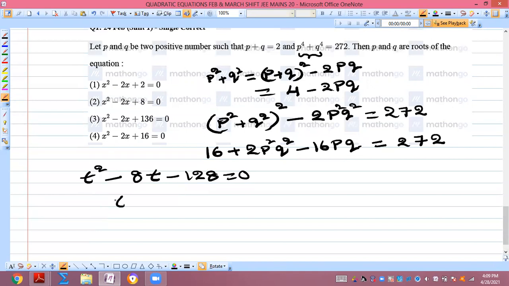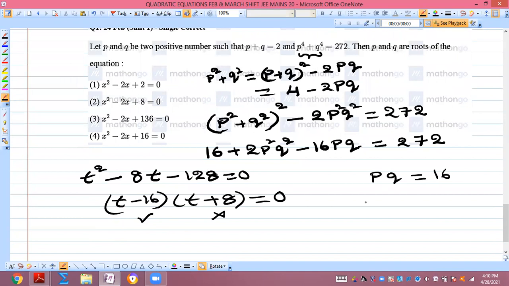So we can write it like this: t minus 16 into t plus 8 is 0. Given that P and Q are positive numbers, it cannot be negative. The only possibility is 16. P into Q is equal to 16, and we have P plus Q is equal to 2. We now need to calculate the value. When the sum of the roots and the product of the roots is given, x square minus x into alpha plus beta plus alpha beta. So the required answer is option 4. Just calculation is there, using the relation between coefficients and roots.